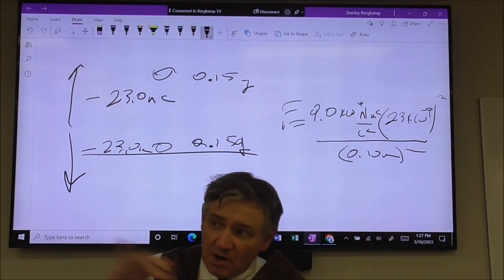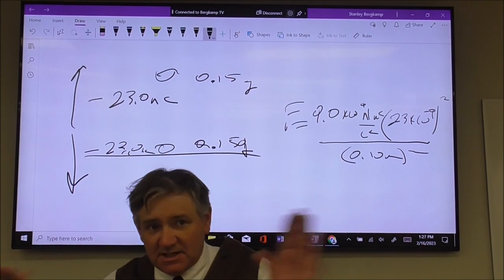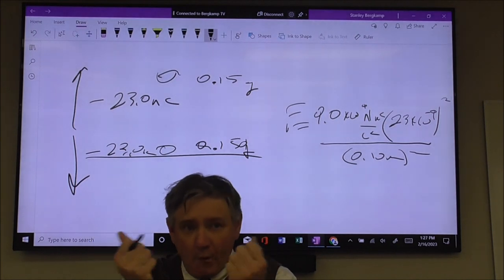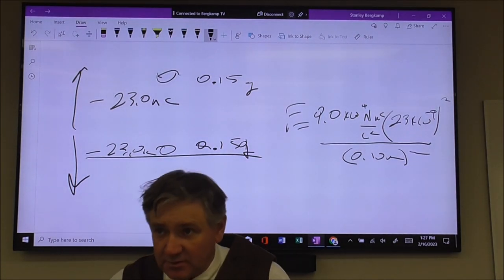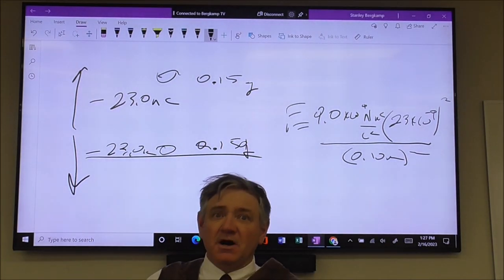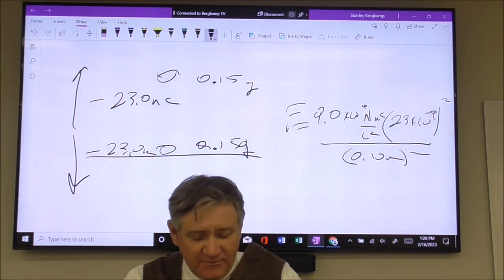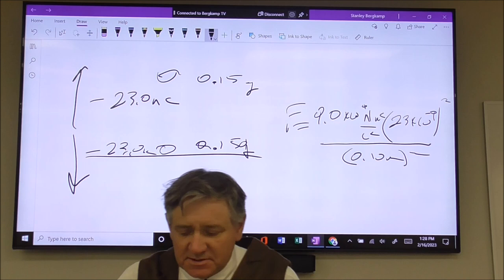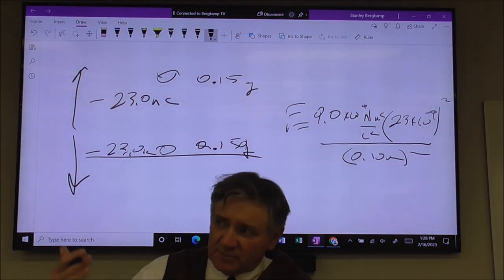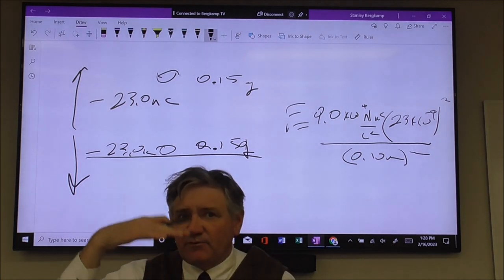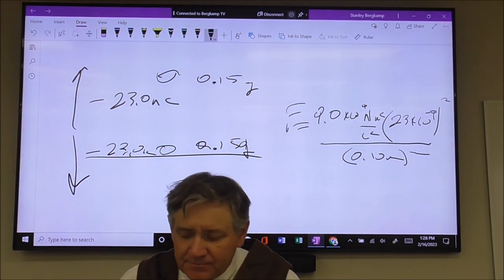So if that was the only force in town, if there was nothing else, if they were sitting horizontally, or if they were in a zero gravity field, that would be the only force acting upon them. To find the acceleration, divide that by the mass, boom, there's your acceleration. But that's not what's happening. So you do have an electrostatic force that's trying to drive them apart.